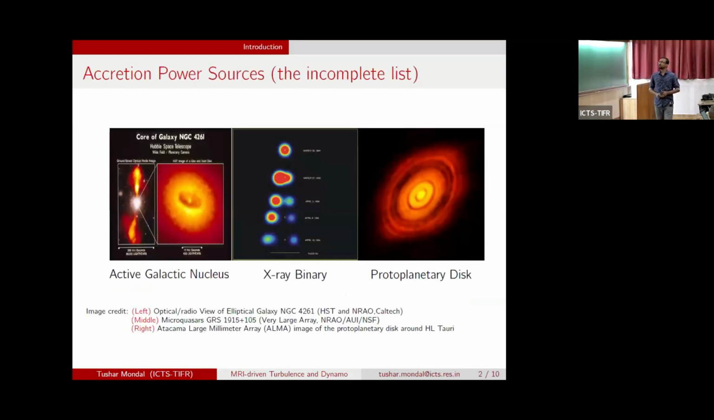Accretion is very ubiquitous in the universe. It starts from protoplanetary disks where planets form. It can go to X-ray binaries, where the compact object can be a black hole or neutron star along with some companion. It can also be formed in the center of galaxies like AGN, where we sometimes see a very powerful jet from the central accretion disk. And this list is incomplete. There are other sources that I just put in the broad class of accretion disks here.